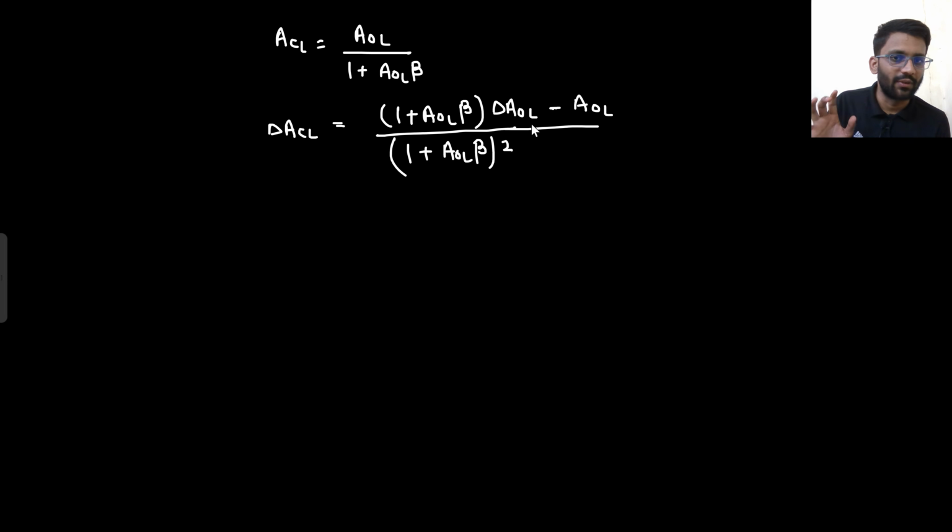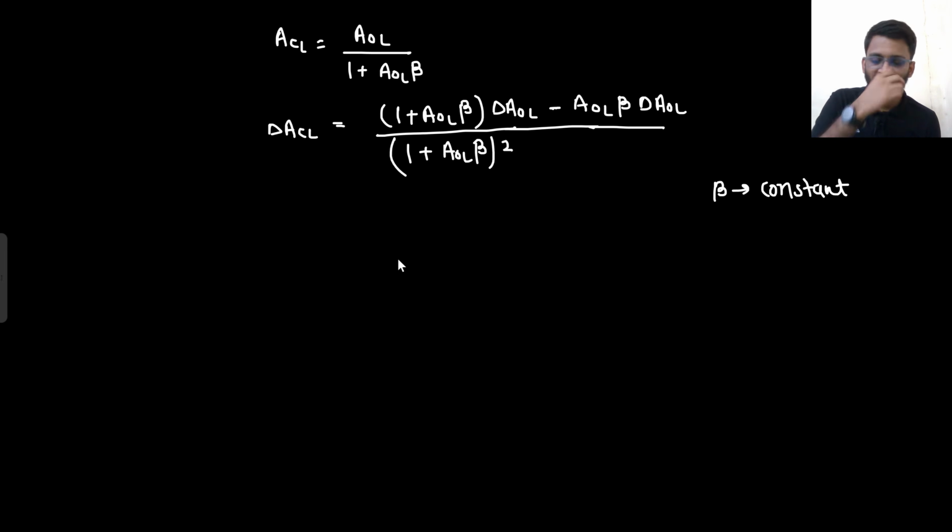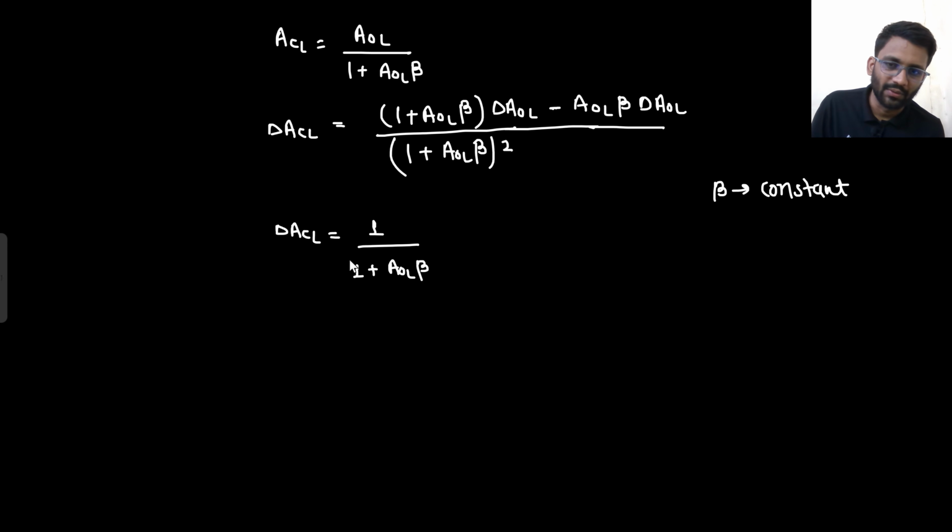So beta is a constant value. I am assuming beta to be a constant value, right? Because beta is defined by me only, so I am assuming beta is constant. So AOL as it is, and differentiation of this: beta is constant, so differentiation of AOL would be delta AOL. I hope you are understanding this differentiation. This is just the partial differentiation, simple mathematics. Delta ACL, now this and this portion would be cancelled, so it would be 1 upon 1 plus AOL beta whole square.